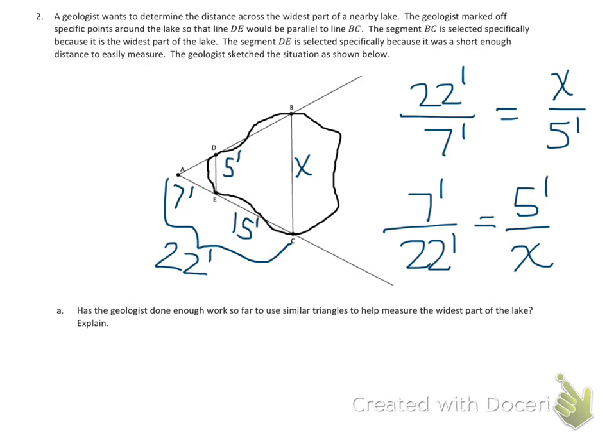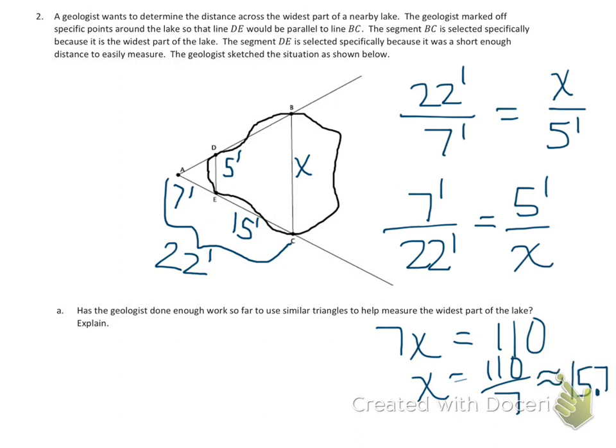It's going to lead to the same cross product and the same value for x. So I just have to be consistent in how I write the ratios. It doesn't matter what direction I write them in. So what we get here is that 7x is equal to 5 times 22, or 110. And so x is equal to 110 divided by 7, which is approximately 15.7 feet.